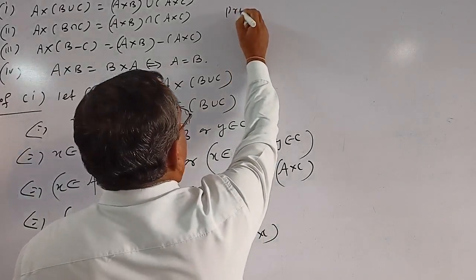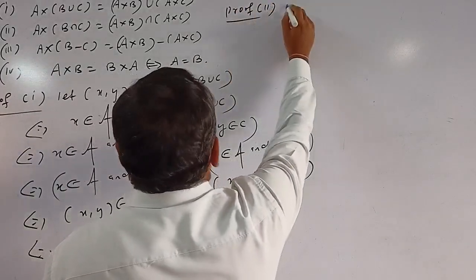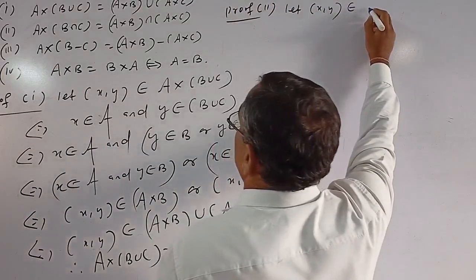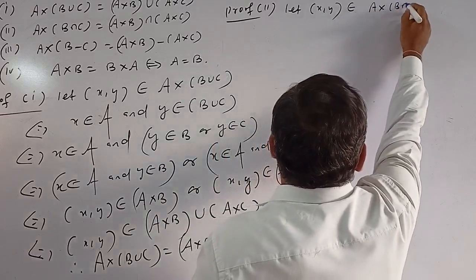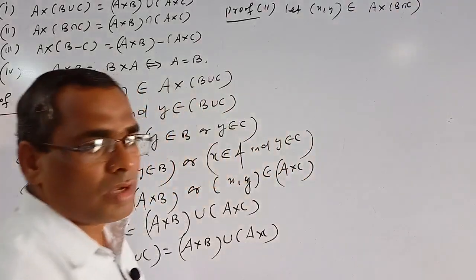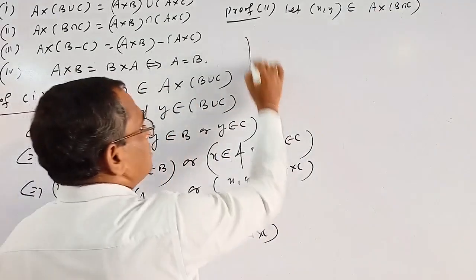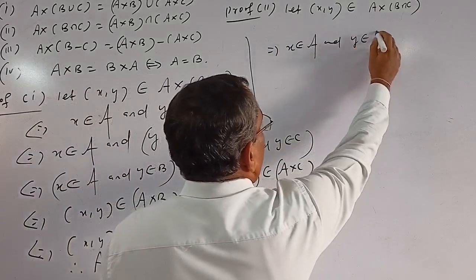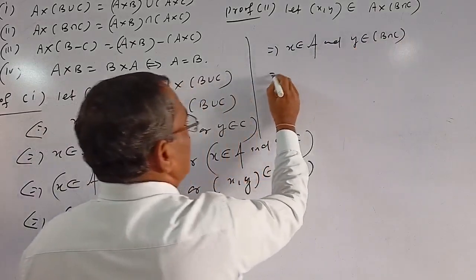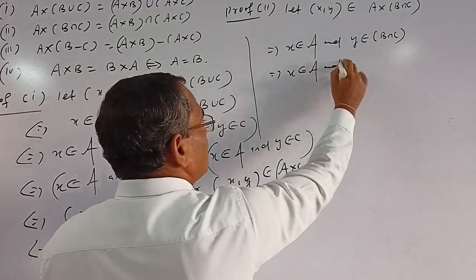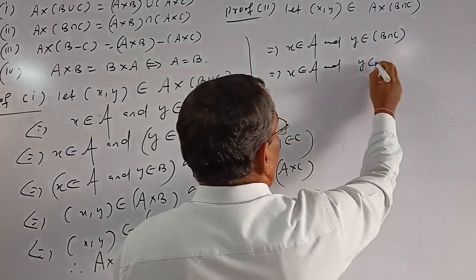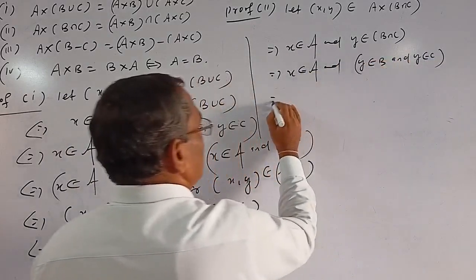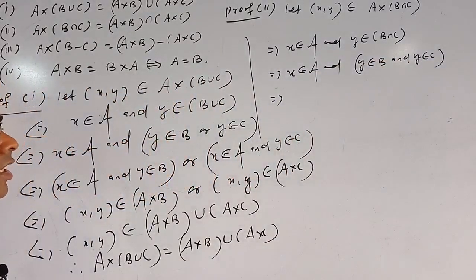Proof of 2. Let ordered pair (x, y) belong to A cross (B intersection C). So (x, y) belongs to A cross (B intersection C) means you have to write what? x belongs to A and y belongs to B intersection C. That implies x belongs to A and y belongs to B intersection C means what? y belongs to B and y belongs to C. Okay. So x belongs to A and y belongs to B.